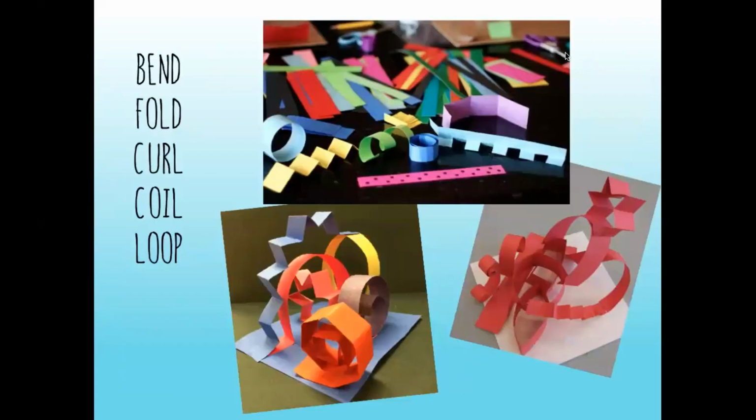A closer look at details of a paper sculpture. You can use all sorts of different techniques. The point is to glue and attach your pieces together, and you want to try changing its form, meaning it won't be one flat piece of paper anymore. It might bend or fold or curl, coil, or even loop.